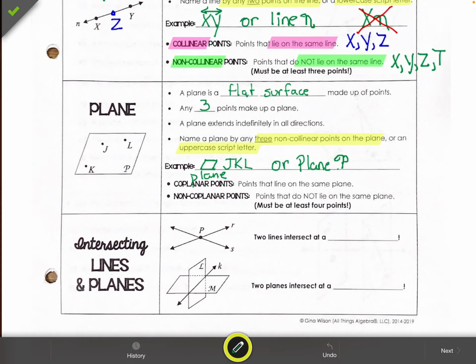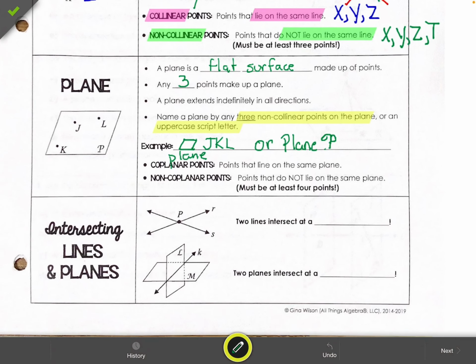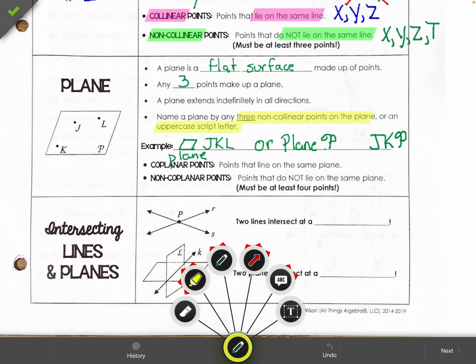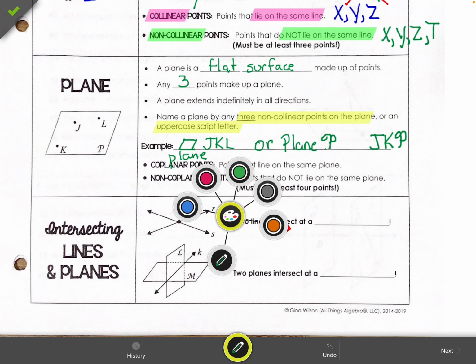Now again, just like the line, what you couldn't do is you couldn't mix a point with the cursive letter. So you couldn't come here and tell me that this is plain J, K, cursive P. Okay. That would not be the correct name for that plane.